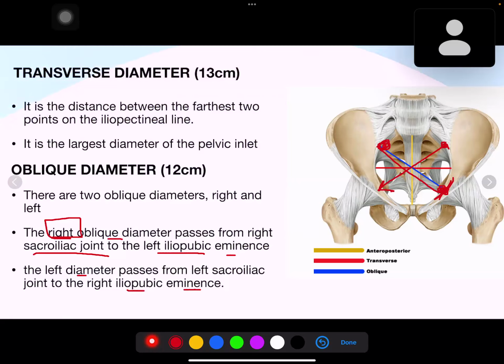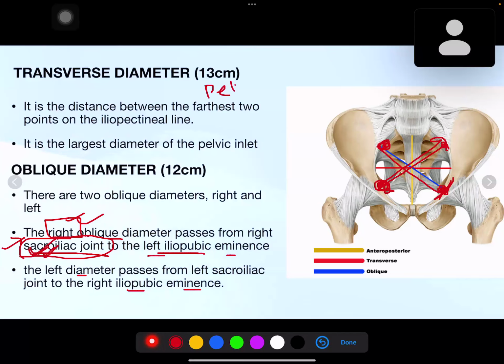Now here you have to remember that the right diameter starts from the right sacroiliac joint and then goes to the left side. So this starting point is important: the sacroiliac joint would be on the right side. You cannot say the one that ends on the right iliopubic eminence is the right oblique diameter. No, the right oblique starts from the right sacroiliac joint. That's the important thing, a very easy way to remember diameters. I'll be discussing it later as well.